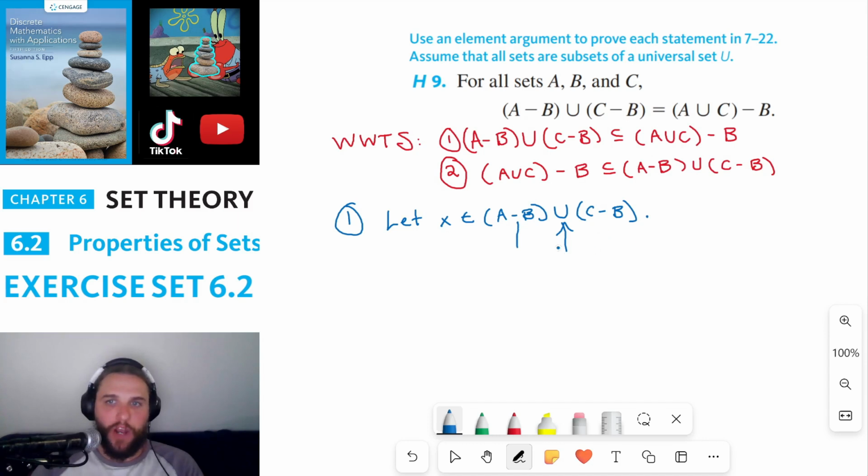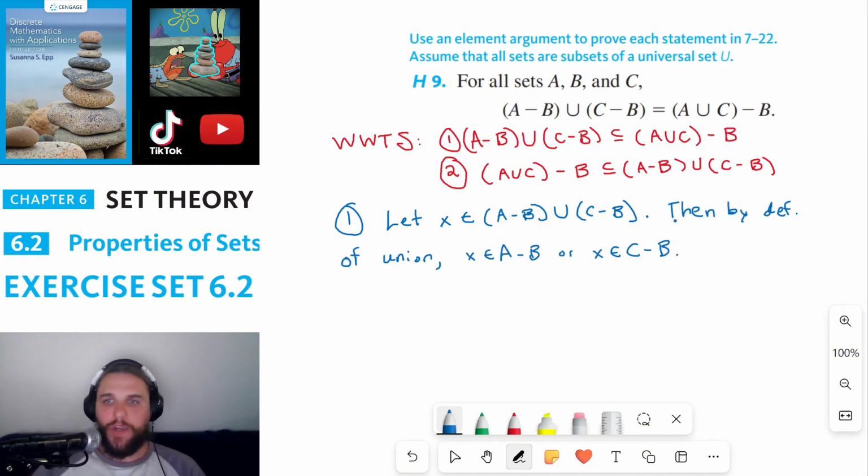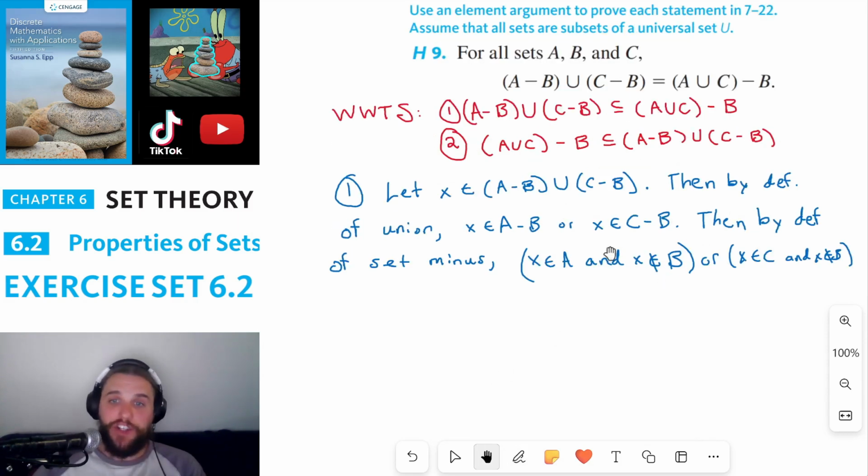So the first thing we're going to unpack is the definition of union here. X is in the union of these two sets, which means that X is either in the first set or X is in the second set. So we say then by definition of union, X is an element of A minus B or X is an element of C minus B. Now we can unpack what set minus means. So then by definition of set minus, X is an element of A and X is not an element of B, or X is an element of C and X is not an element of B.